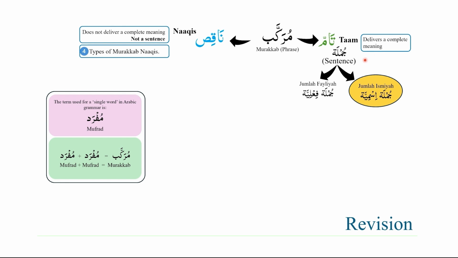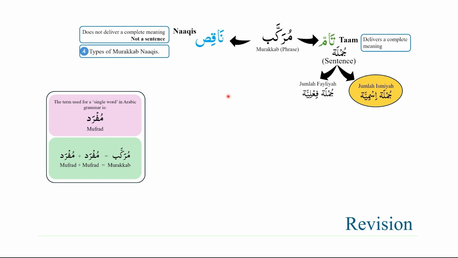Furthermore, in jumla, we studied Jumla Ismiyah. The other type of murakkab or phrase is murakkab nakis. Murakkab nakis will not deliver a complete meaning. It is not a sentence. And we studied four types of murakkab nakis.